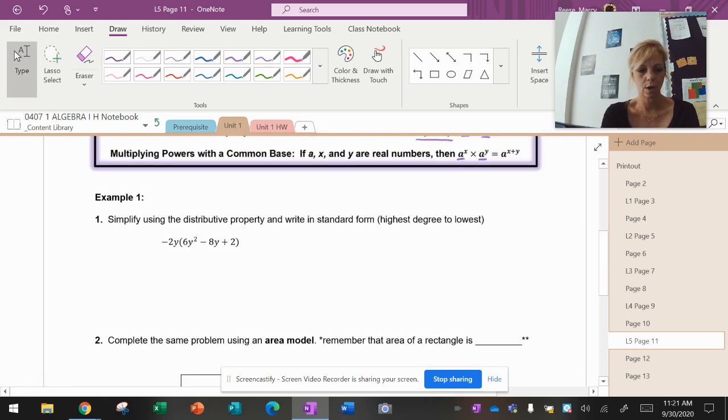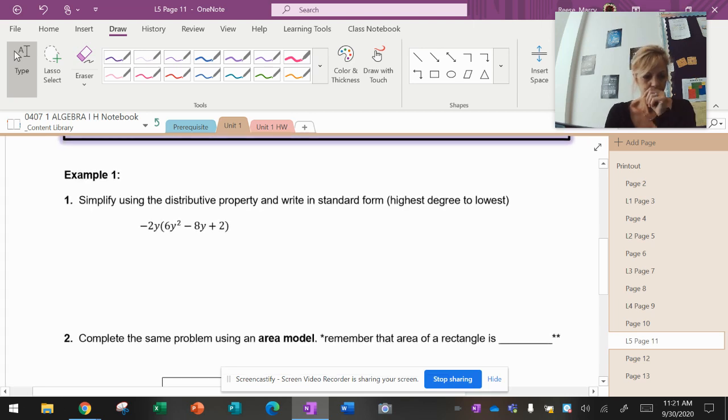So we're going to do a real simple one to start with. It says simplify using the distributive property and write in standard form, highest degree to lowest, okay? So this is what we're doing. Remember these words. We're taking a monomial times a trinomial. Trinomial are 3 terms. Monomial is 1 term, okay? We're going to take those and we're going to do the distributive property, right?